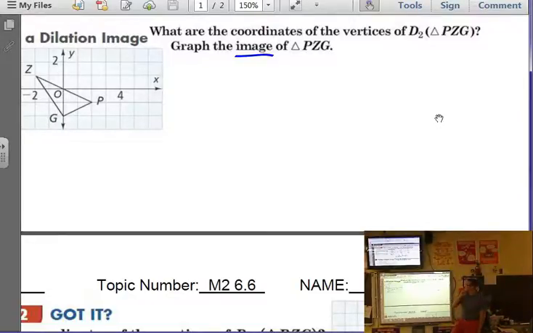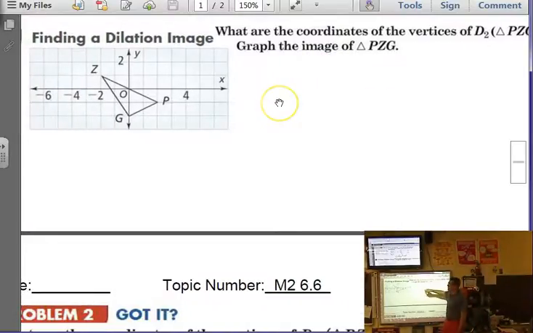Wouldn't you have to know the center of dilation? Yeah, that's exactly what I was getting to. If you're not told where the center of dilation is, it's assumed to be the origin. Because we almost always dilate from the origin. It's rare that we dilate from anywhere other than the origin.